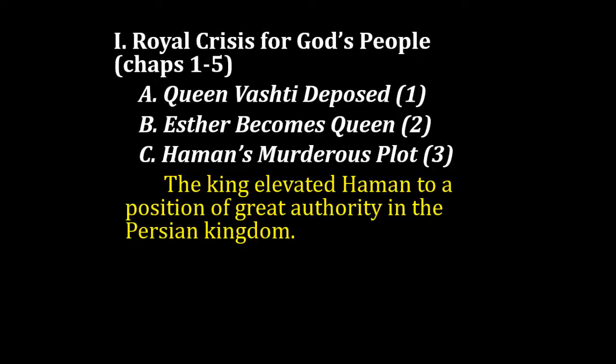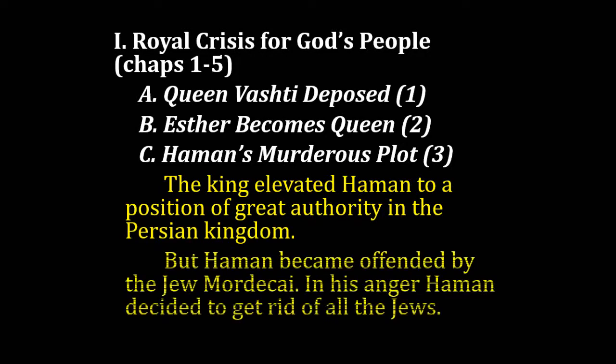We have Haman's murderous plot in chapter 3. The king elevated Haman to a position of great authority in the Persian kingdom, but Haman became offended by the Jew Mordecai, and in his anger Haman decided to get rid of all the Jews.